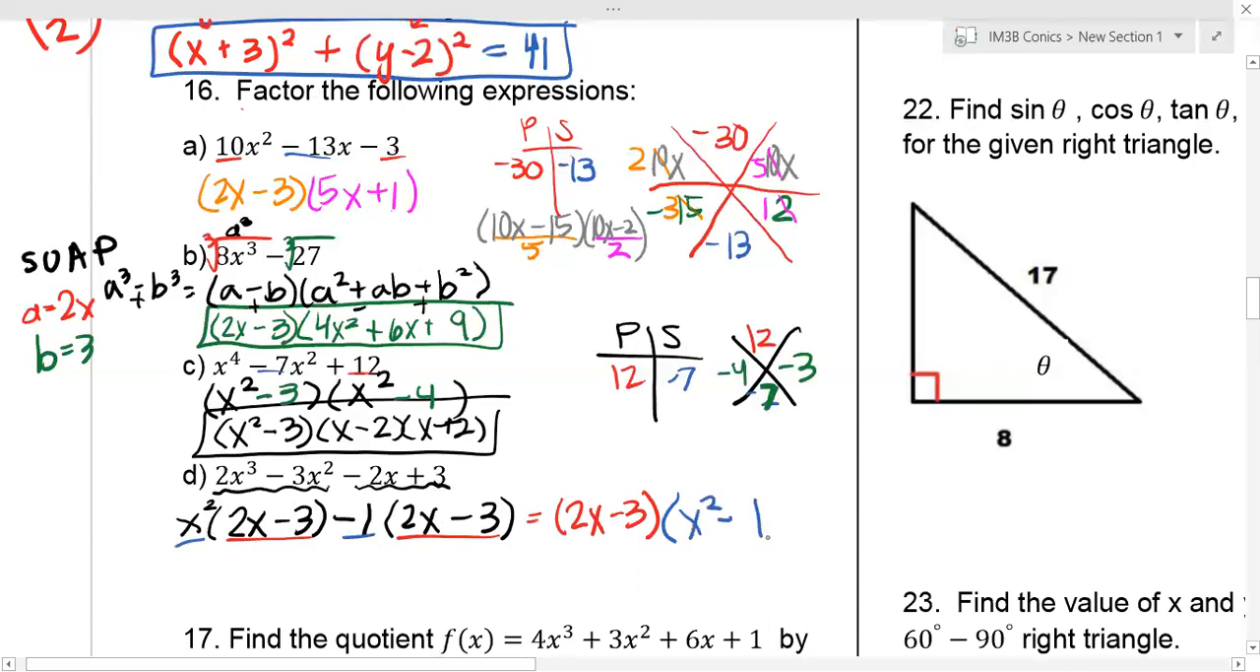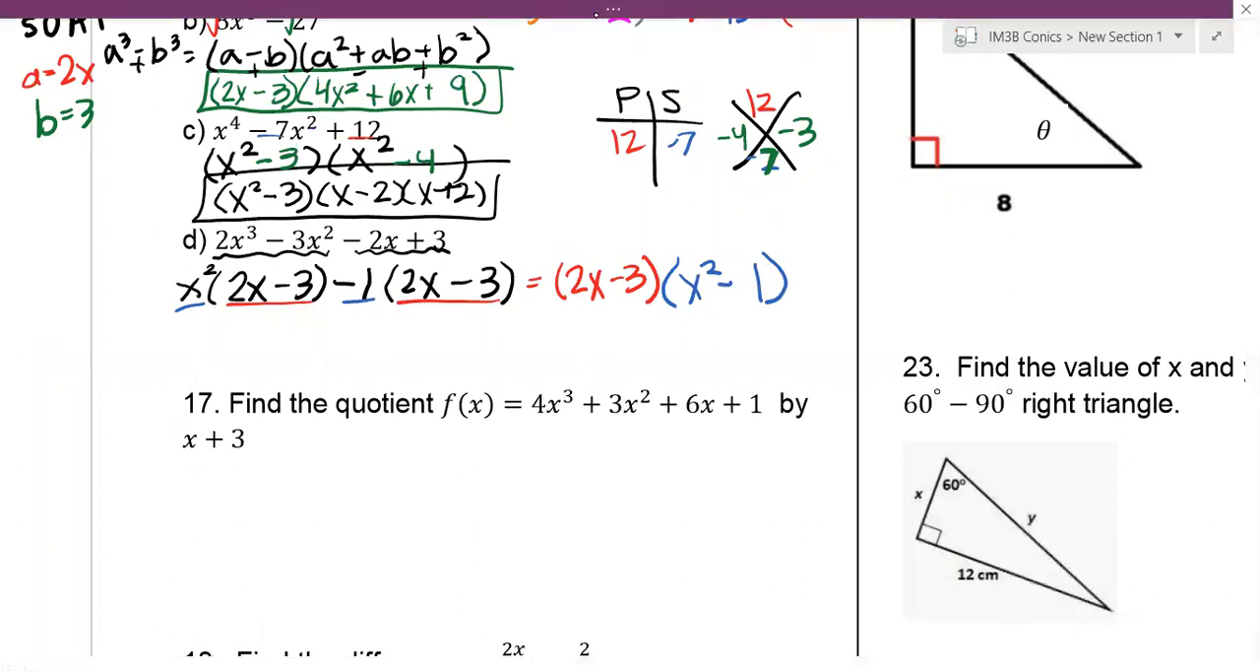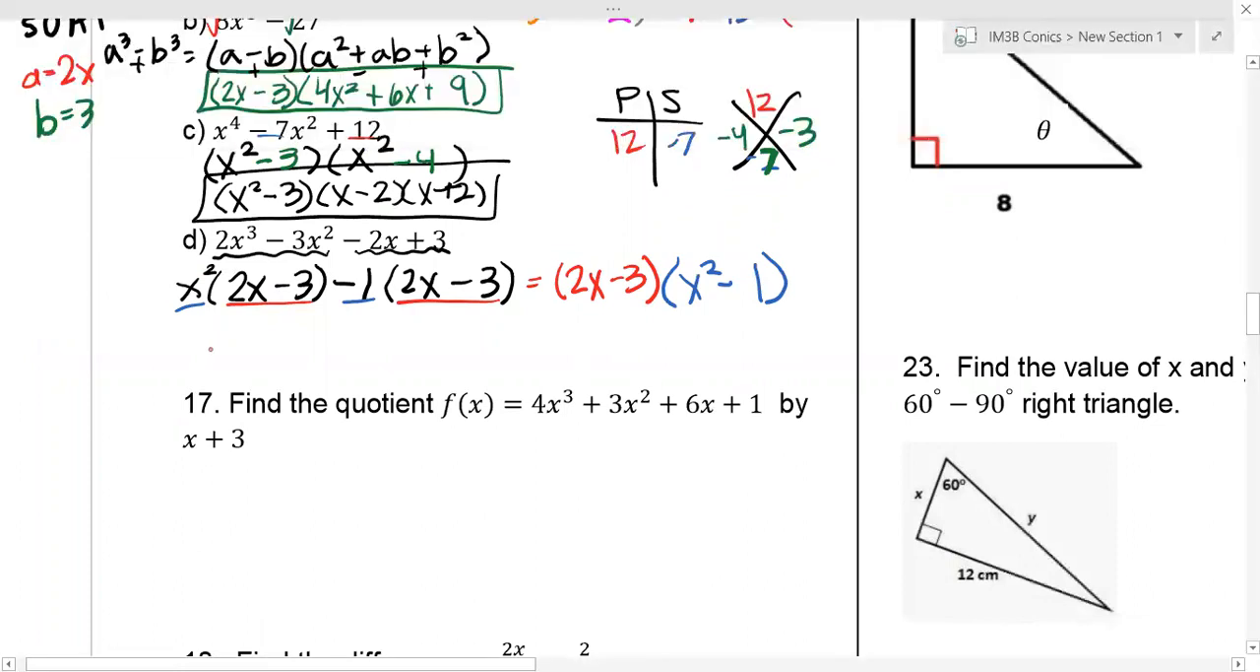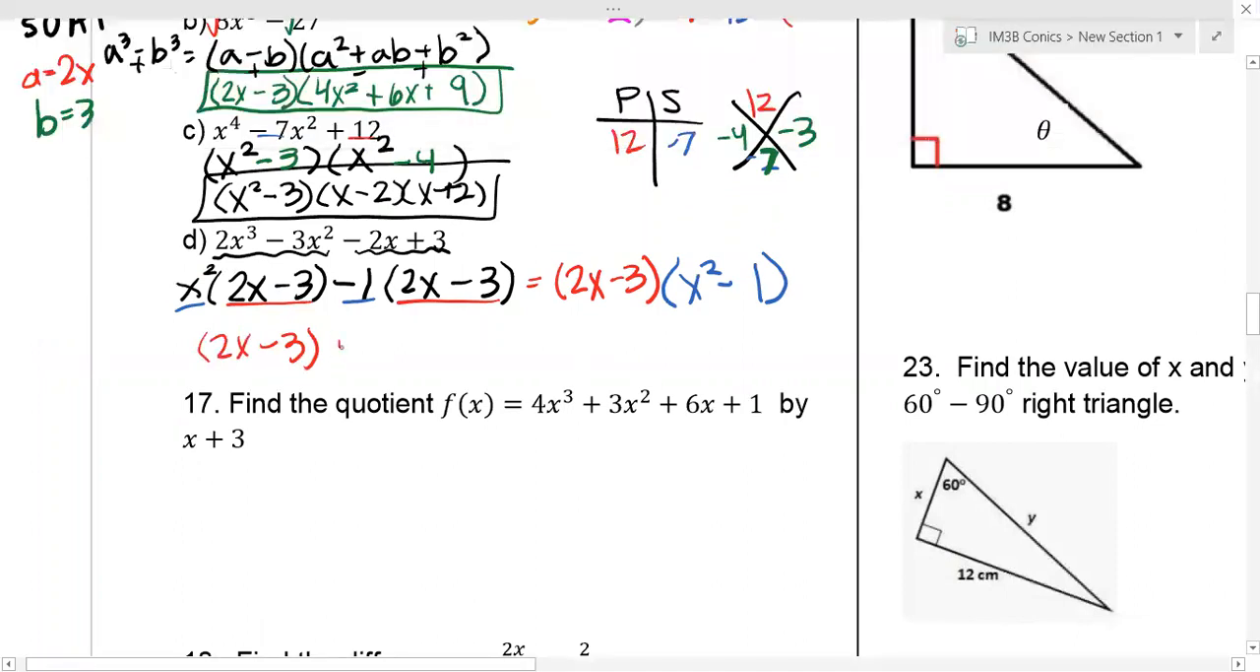minus 1. Okay. And so looking at this one now, just like our x squared minus 4, 1's a perfect square. So that means this is going to factor to be 2x minus 3 times x plus 1 times x minus 1. Okay, so the full factorization of this looks like that.